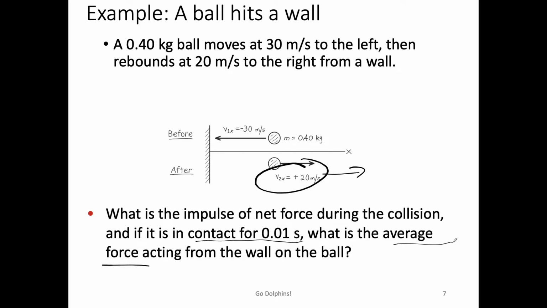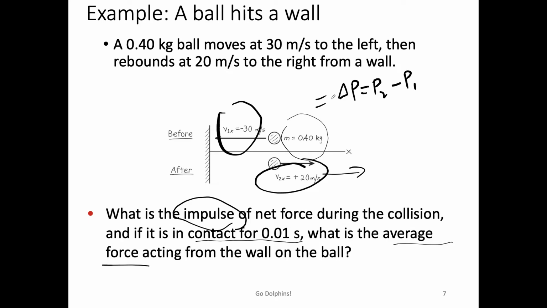How do we find the impulse? This problem didn't give us force or time, so we cannot use F times delta t to calculate the impulse. But it did give us the initial velocity, final velocity, and the mass. So I can calculate the initial momentum and the final momentum, and so the change of momentum, right? And the impulse-momentum theorem tells you this change is the impulse. So we can find the impulse.